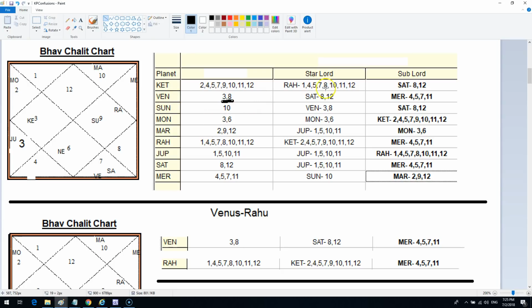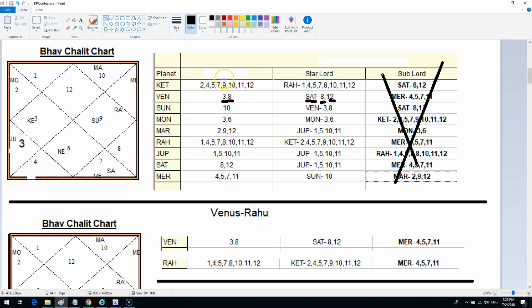And then Venus is in the star of Saturn. So, where is Saturn? Saturn is in the eighth house. So, we mention the eighth house, and Saturn is the owner of the 12th house. So, we mention the 12th house. And I'm not going to discuss the sublord in this presentation. But I hope that most of you are already familiar with the usual laying down of the table of significators using KP astrology.